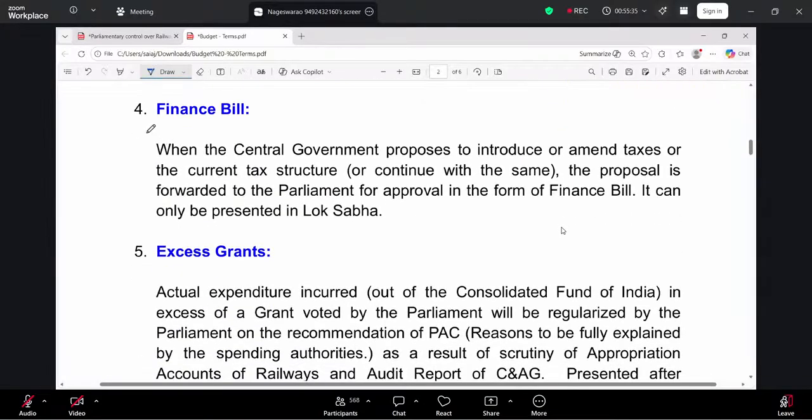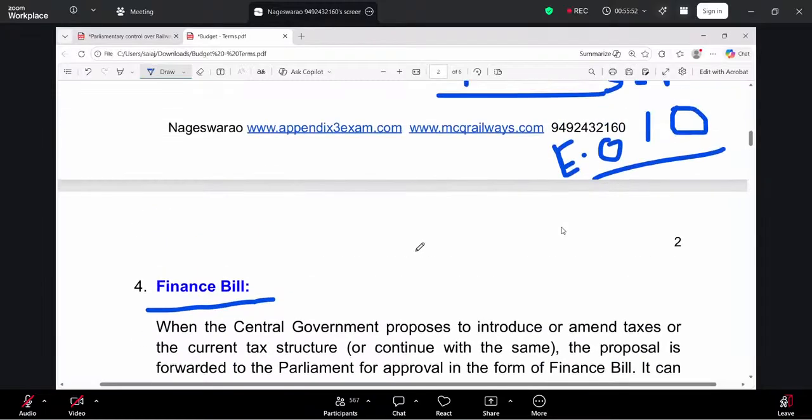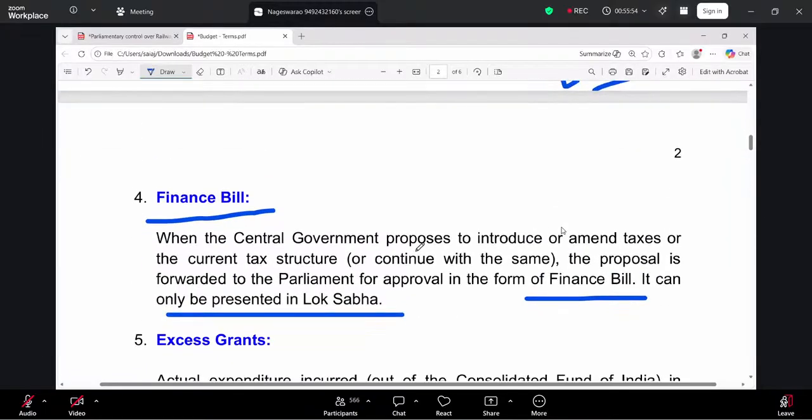And finance bill, what is finance bill? Any amendment of taxes, current tax structure, any proposal, it should be called finance bill. Whenever it is a finance bill, it can be presented in the Lok Sabha only. Rajya Sabha is not required. So the power to decide whether the bill is finance bill or non-finance bill is by the Speaker.